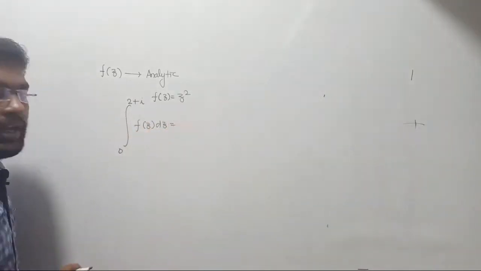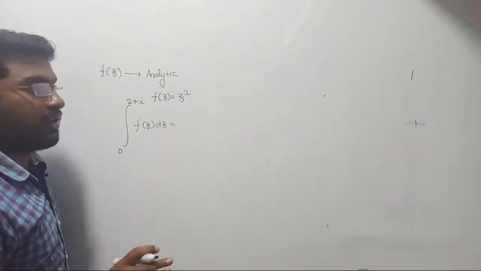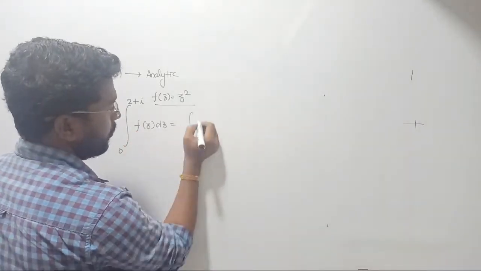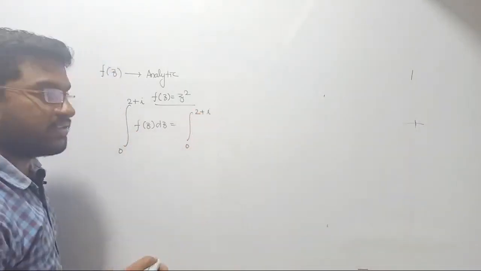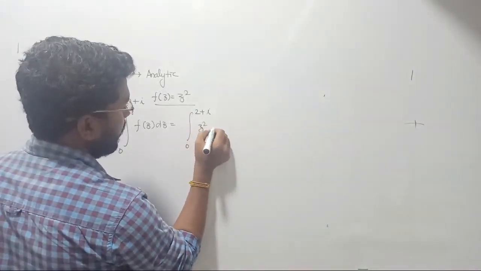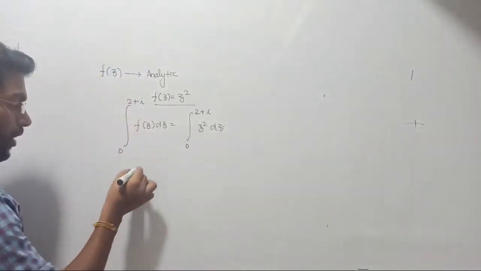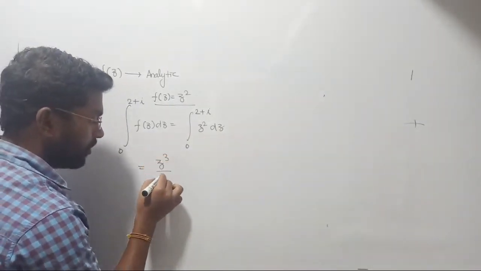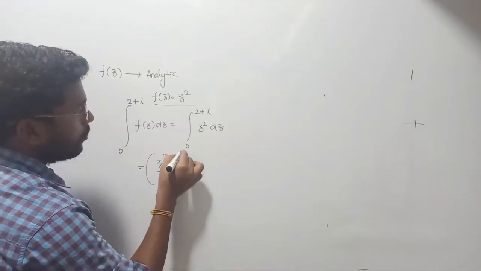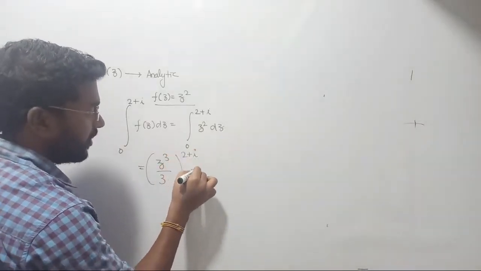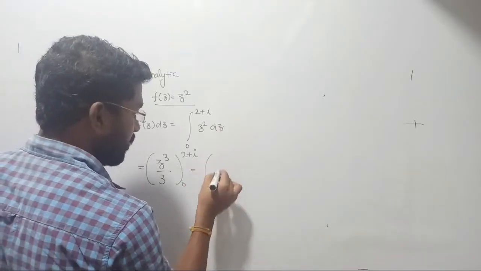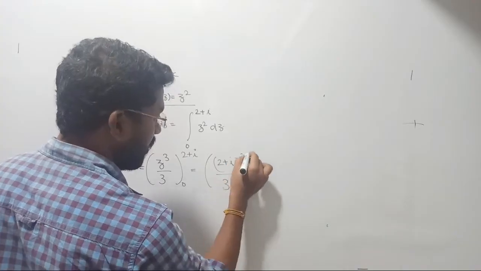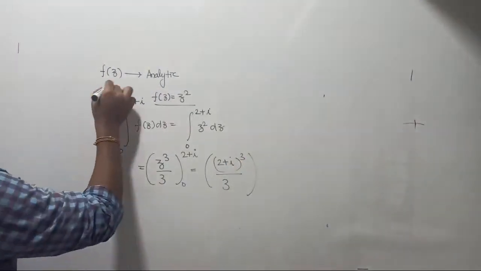For an analytic function you just do the direct integration, you don't need to break anything. They will have given the analytic function in z, so directly substitute and complete the integration. From 0 to 2 plus i, f of z is actually z square, given into dz. That's all. Complete the integration. If you integrate z square you get z cube upon 3. Since the limit is going from 0 to 2 plus i, substituting gives 2 plus i whole cube upon 3. The lower limit will be 0. That's all, I got the answer.